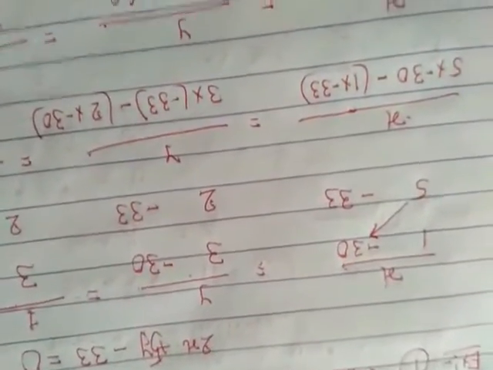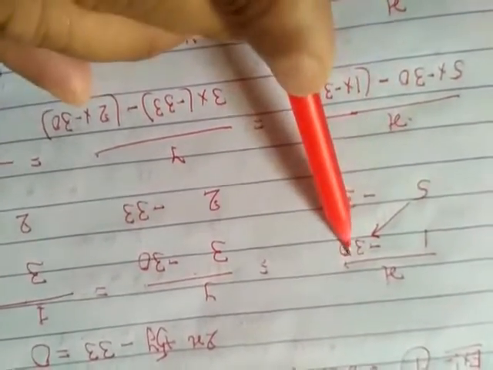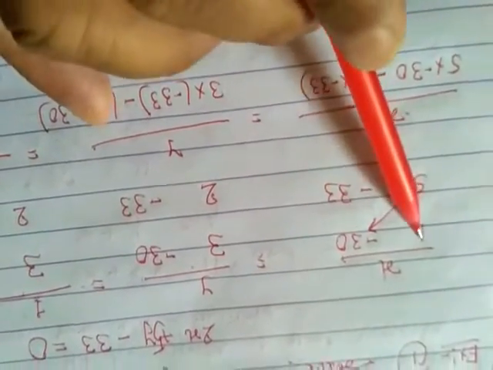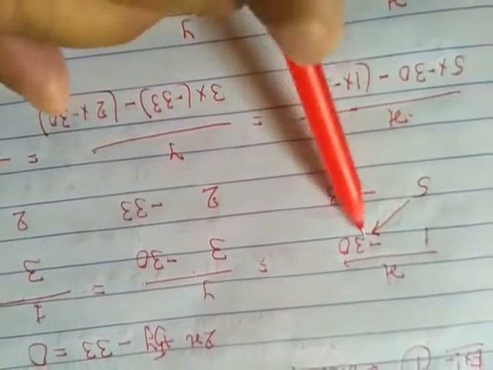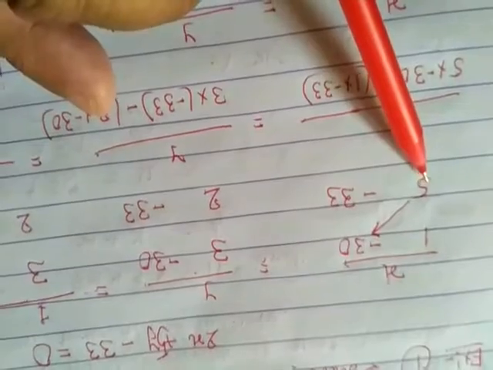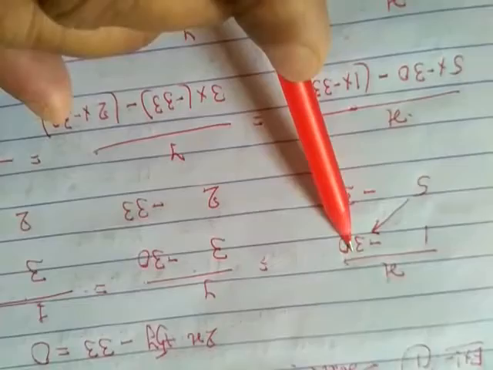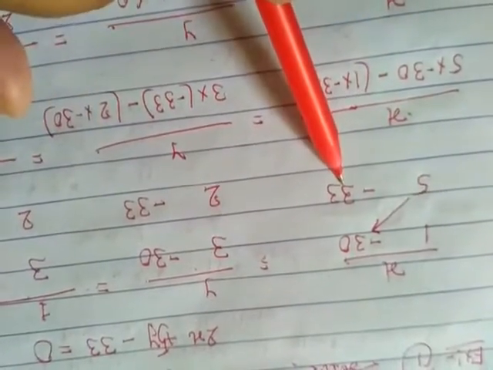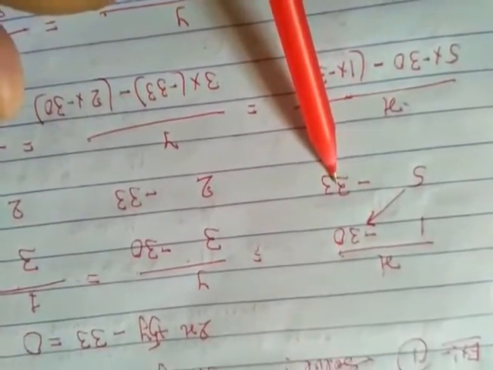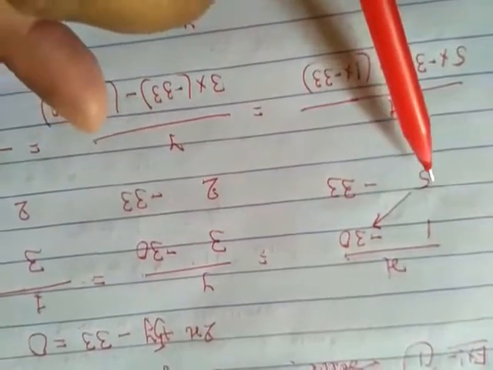To do cross multiplication, either we start from downward to upward or upward to downward. It depends upon us. When we start from downward to upward, the first order will be as it is, but in the second order, we have to take the negative of the product we got. That is, when going from downward to upward, it will be 5 into minus 30.